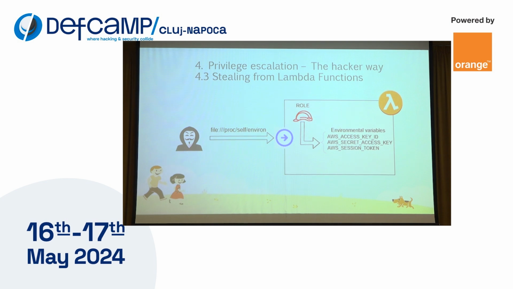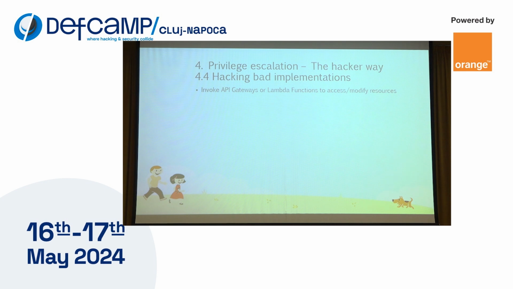So either you can modify the code of the Lambda function and you can just read this, or maybe the Lambda function has a bad implementation. Let's say the Lambda functions are doing HTTP requests, but they are not validating the schema, and you just specify this schema of file, and you manage to read the environmental variables, and then you will have the same permissions as the Lambda function. And also you can hack bad implementations.